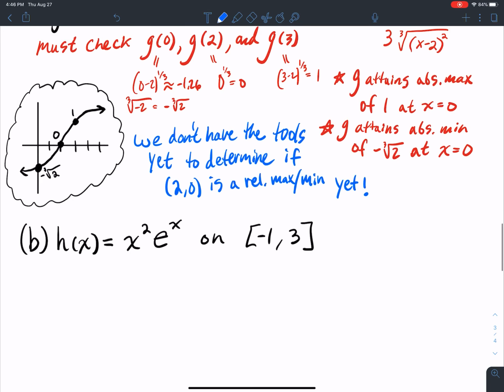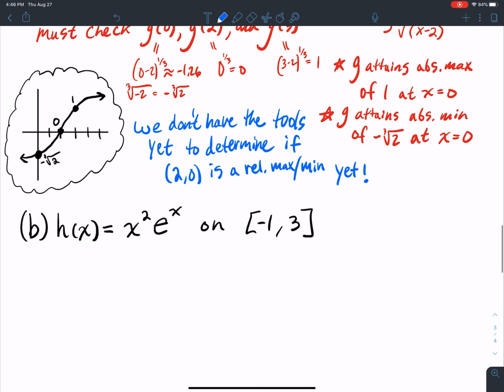All right, h of x is equal to x squared times e to the x on negative 1 to 3. Now, first thing that I'm going to do with the Clark way is I'm going to compute the endpoints. What are my endpoints? Negative 1 and 3.